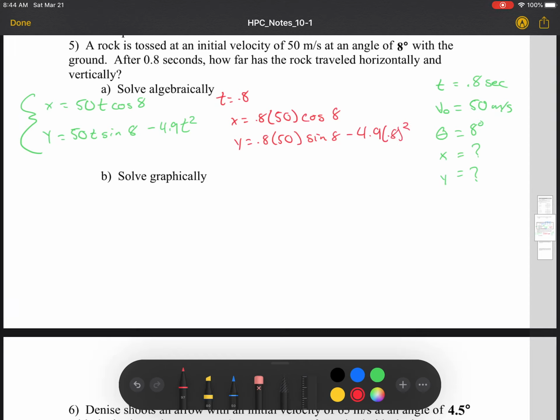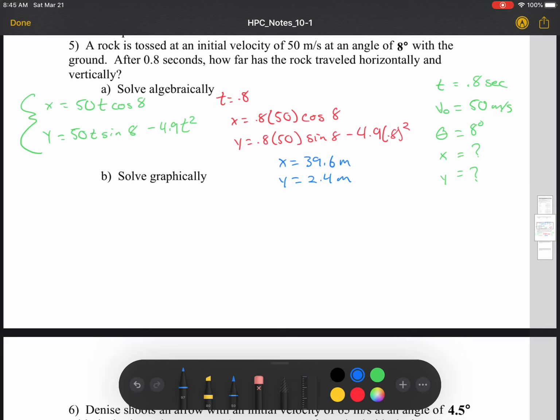times 0.8 squared. Another thing, guys, these are calculator problems. Make sure you put the parentheses where you should, so you do the order of operations correctly, and double check before you just hit enter. So what you should get is x equals 39.6 meters, and y equals 2.4 meters. If you graph that point, that would tell you where the ball was exactly.